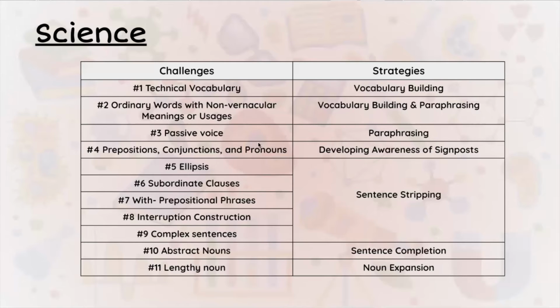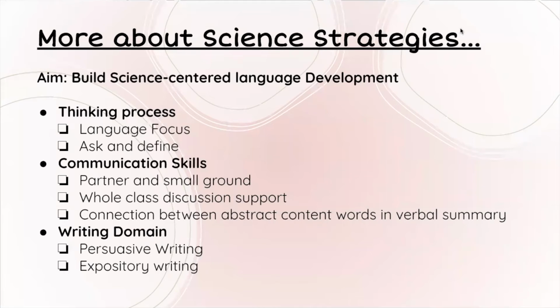Okay, these are the challenges and strategies in science areas. Let's move on to the next page. There are more strategies you could use in your science-centered language development classrooms. For instance, you could offer extra thinking space for your students by allowing them to switch their attention to the language focus by asking and defining problems in the science area. In asking students about possible problems and how they define their situations, they could mentally clarify their problems and then go through what possible language structures they could use to answer the questions.